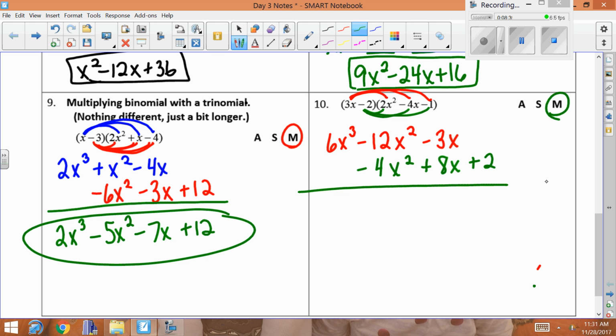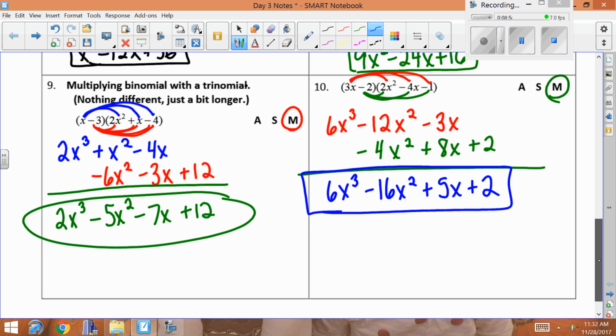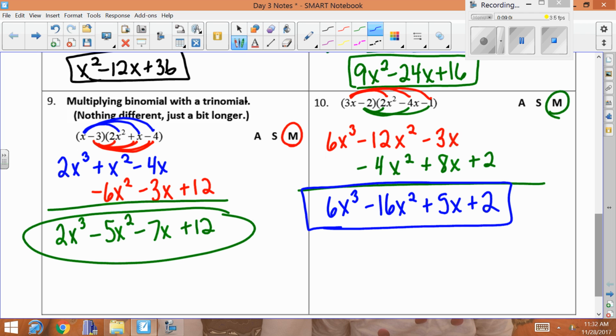Again, this is another multiplication problem. Combine your like terms together. Again, because I put them on top of each other, it makes it a little bit easier to see. We get a 6x cubed minus 16x squared plus the 5x plus 2. And that's our answer. So what I want you guys to do is stop the video and try these on your homework on your own.